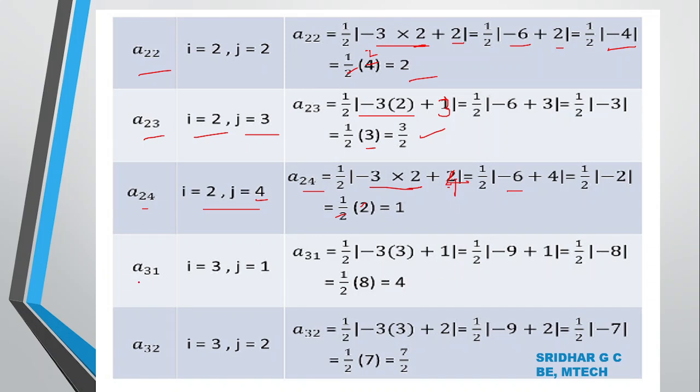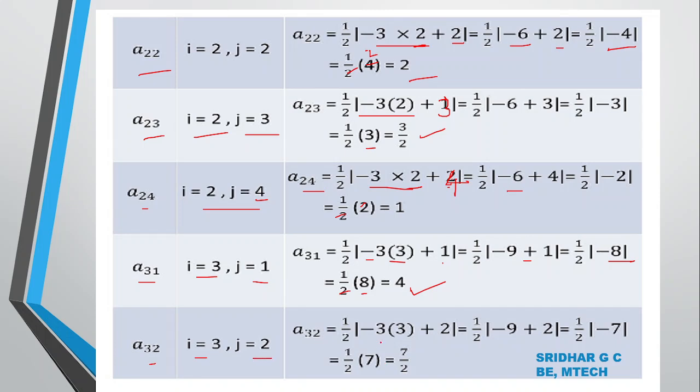Okay. Next equation, A31, i equals 3 and j equals 1. So here, same way, 1 by 2 minus 3 into 3 plus 1. So minus 3 into 3, minus 9 plus 1, it's minus 8. Minus 8, negative modulus will be positive. So 2 4s are 8. Answer is 4.